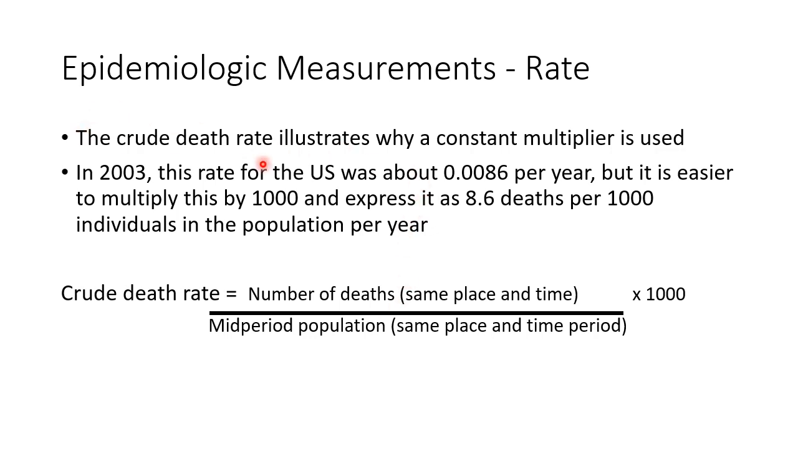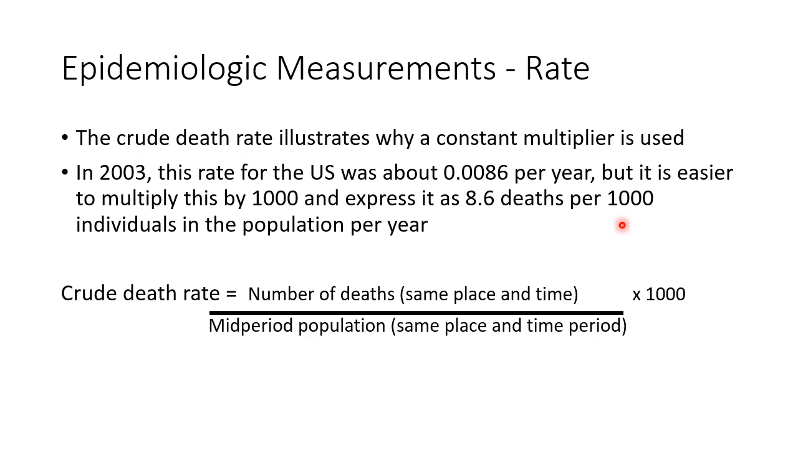For instance, when you're looking at the crude death rate, in 2003 the rate of death in the U.S. was about 0.0086 deaths per year, or 0.0086 percent per year. It's hard to quantify, hard to get an idea what 0.0086 percent of the population dying per year means. But it's easier if I multiply that by 1,000. I could say it's 8.6 deaths per 1,000 individuals in the population per year. So I can imagine 1,000 people and say 8.6 of them died.